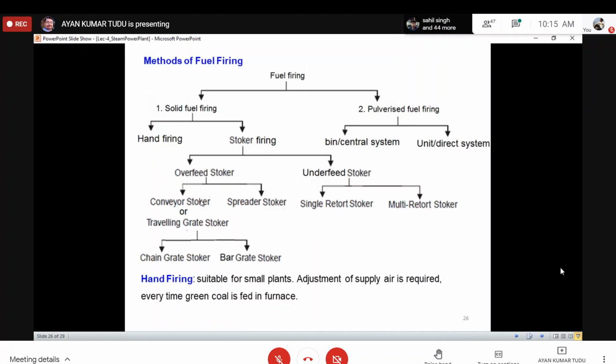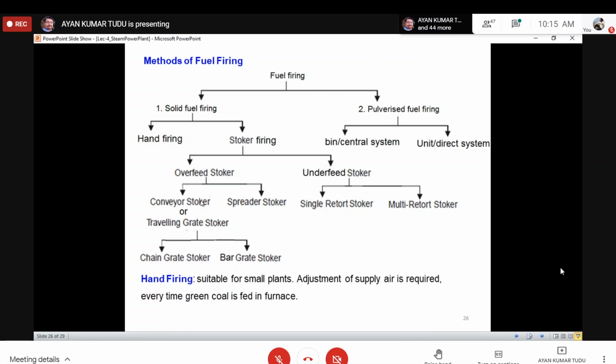Okay. So next we have our methods of fuel firing. There are two methods of fuel firing. Number one is solid fuel firing. Number two is pulverized fuel firing. If we are using solid coal blocks, then we'll go for solid fuel firing. But in general, nowadays we are going for pulverized fuel firing. We'll be seeing that one later.